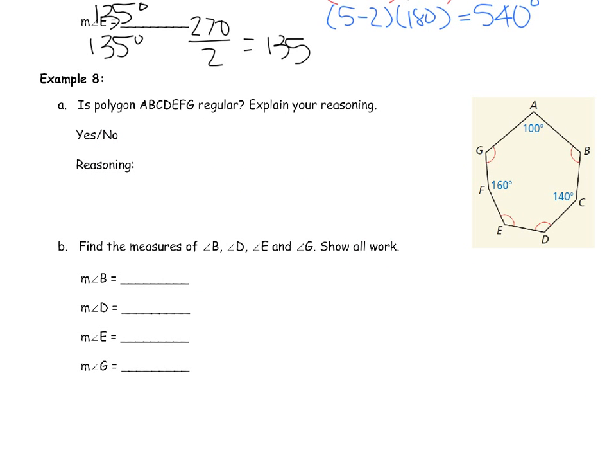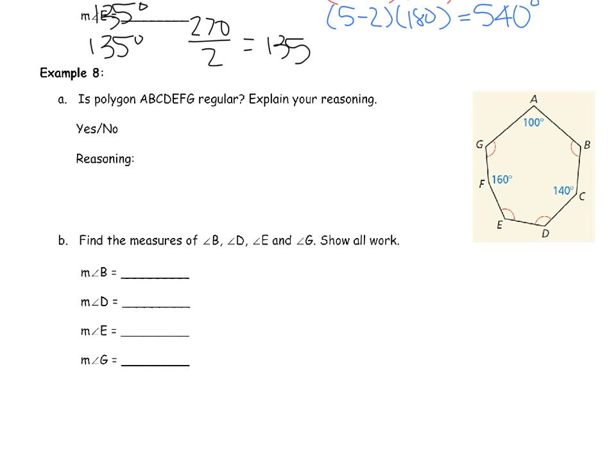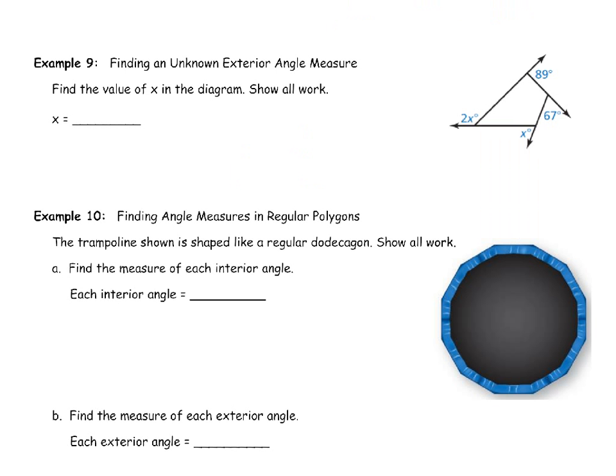All right, so moving on to the next problem. The question is first, is polygon A, B, C, D, E, F, G regular, and then after that, figure out the measurement of angles B, D, E, and G based on what is given. So this is going to be an OYO problem, so handle it.